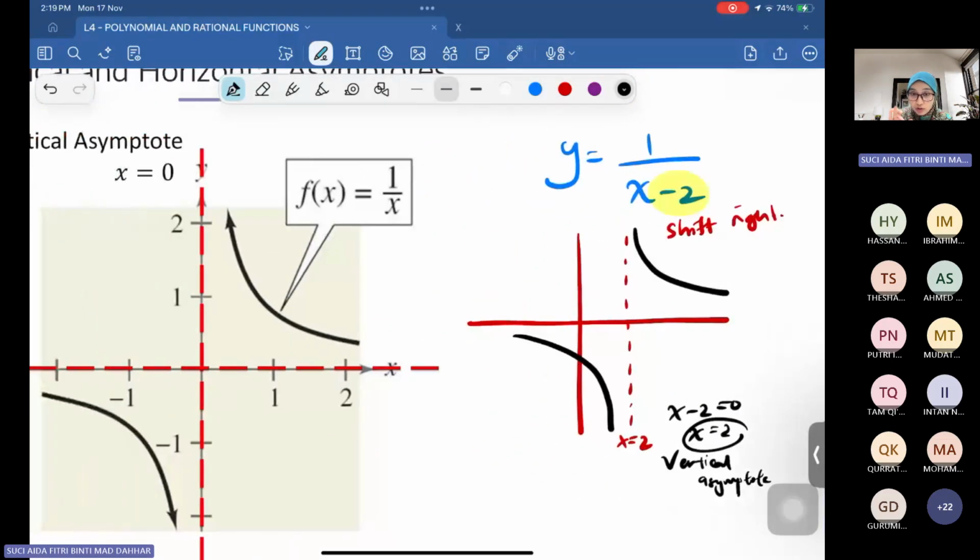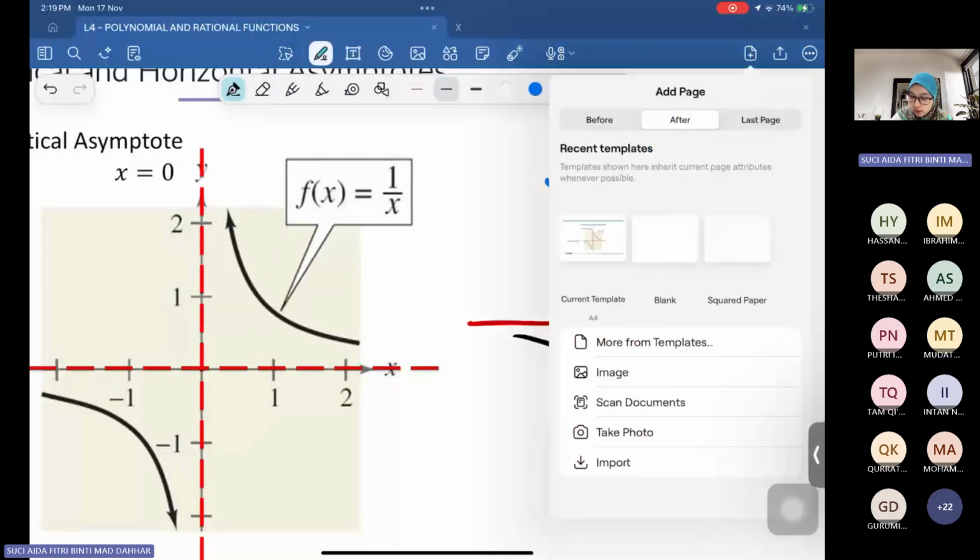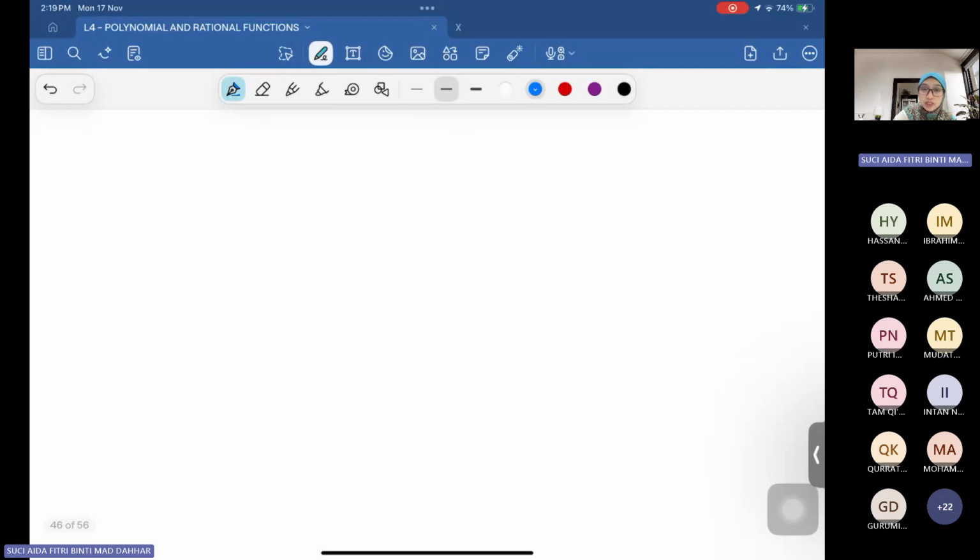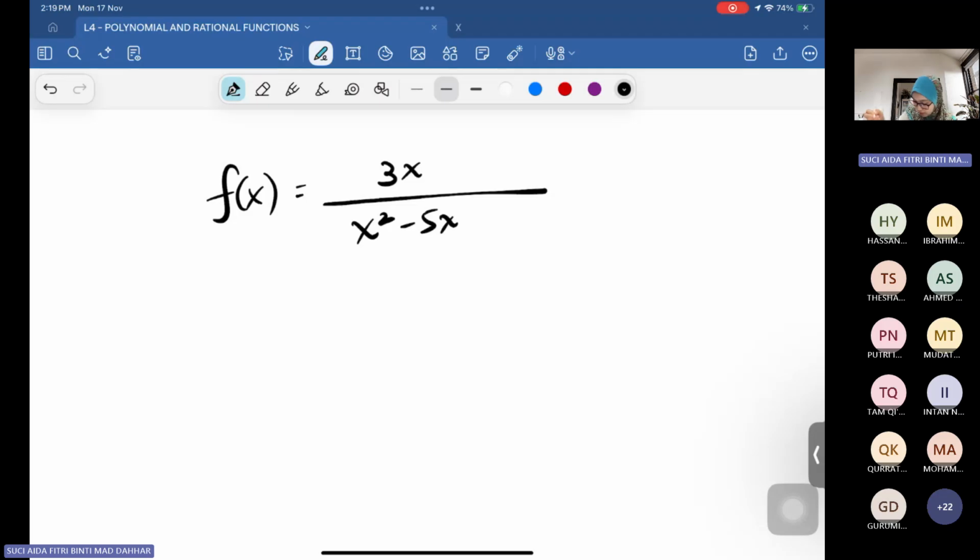Is that clear? For the vertical asymptote, you take the denominator function and make it equal to 0. Let me give you another example. You could have a quadratic function in the denominator. Let's say f(x) equals 3x over x squared minus 5x plus 6, for example. Even though your denominator is not linear, we still follow the same rule.